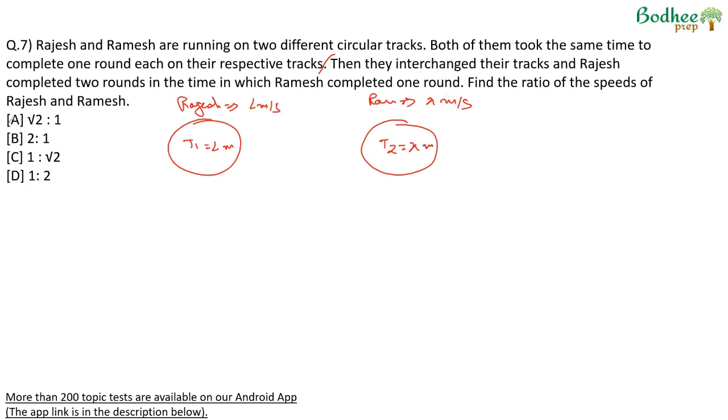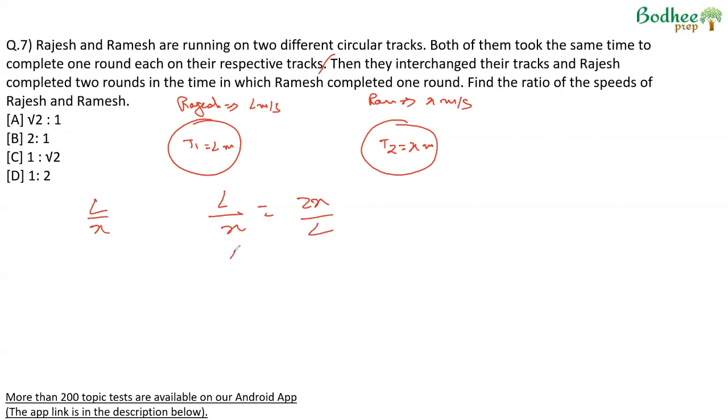They interchanged the tracks and Rajesh completed 2 rounds in the time in which Ramesh completed 1 round. So here Ramesh will complete 1 round in L upon x, distance upon speed. In this time, Rajesh is doing 2 rounds. 2 rounds means a distance of 2x is covered at a speed of L. Find the ratio of speeds of Rajesh and Ramesh. You have to find the value of L upon x.